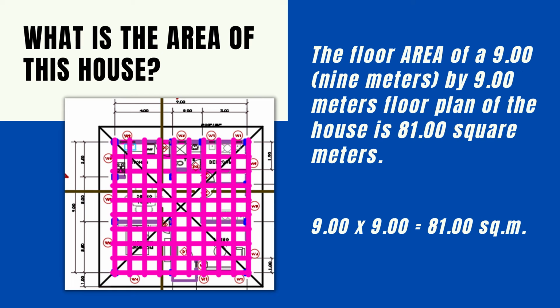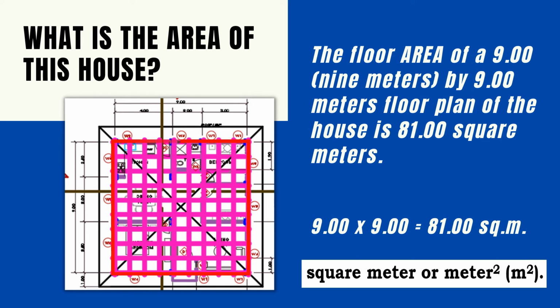In calculating, you can count directly the number of square units for regular shapes like this or obtain it by multiplying the width and the length of the house. For instance, 9 times 9. So, the floor area is equal to 81 square meters or meters squared.